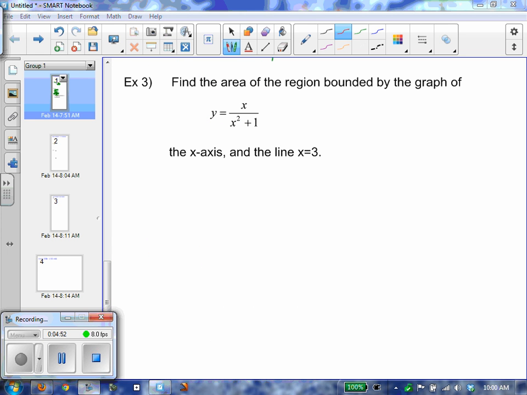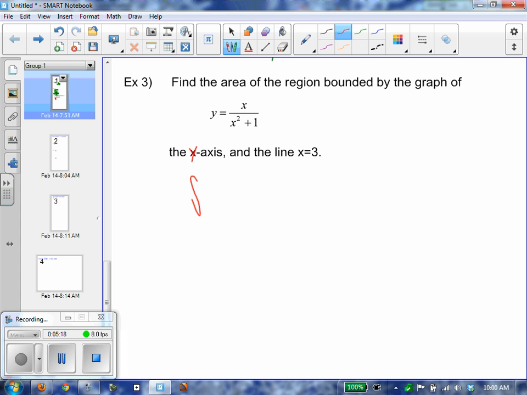All right, the area of the region bounded by the graph, well, that's an integral, and we're trying to find the area bounded by the x-axis and the line x equals 3. I think I really wanted this to say y, so maybe I did make mistakes. So when I take the integral of this, what am I really doing?